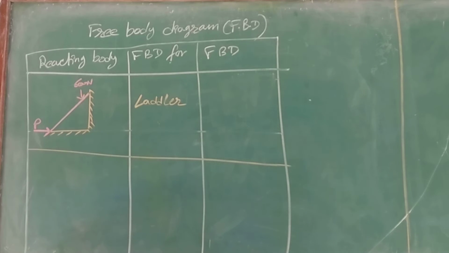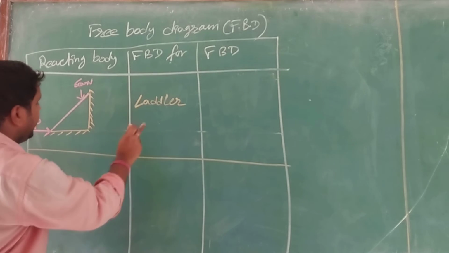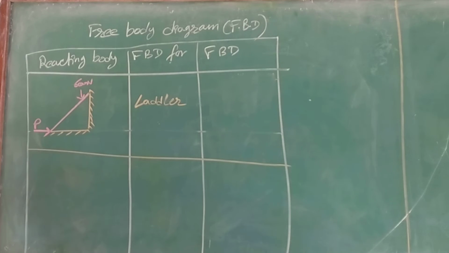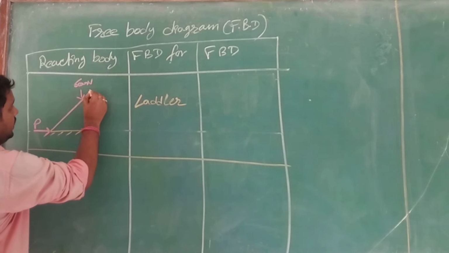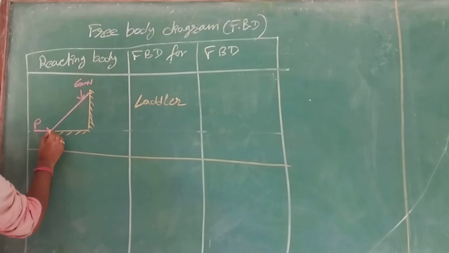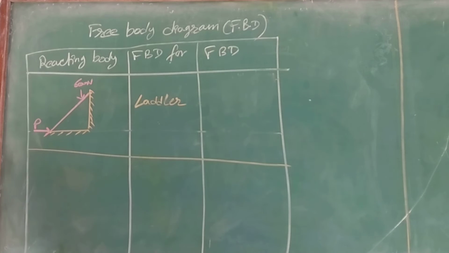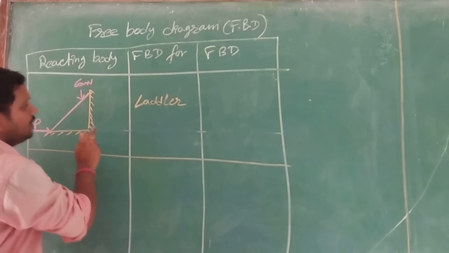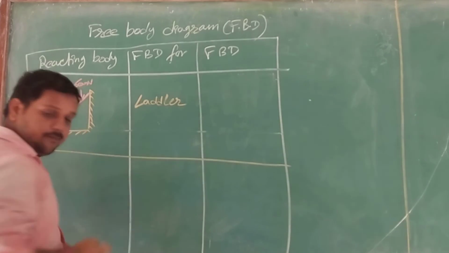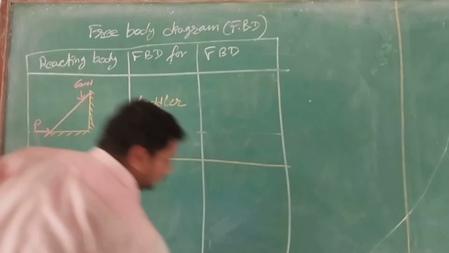Now, our aim is to find the FBD for this ladder. If you look at this ladder, there are two contact points. This is my first contact point, and this is my second contact point. So obviously, here and here there will be reactions. At this point and at this point, you will have reactions. So let us find the FBD for this ladder.